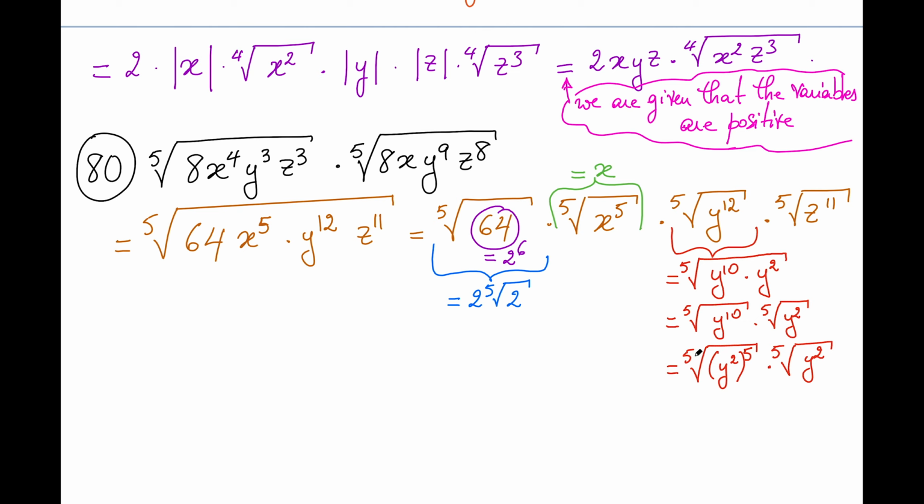And now this is of the form the nth root of a^n, where y squared is the a. So the nth root of a^n is simply a when n is odd, because 5 is odd, so that thing reduces to y squared times the fifth root of y squared. Am I correct? And this is simplified because y squared doesn't have a divisor other than 1 which is a perfect fifth power. In other words, the exponent 2 here is smaller than 5.